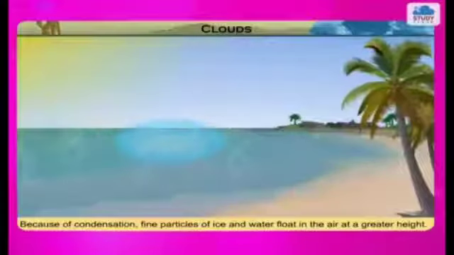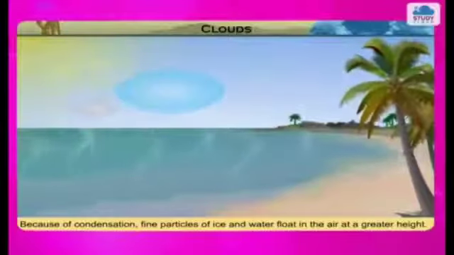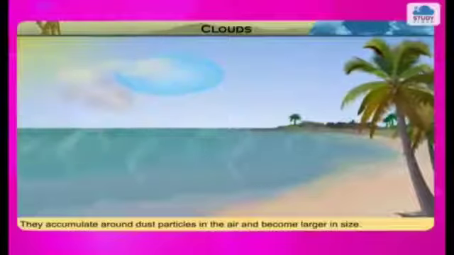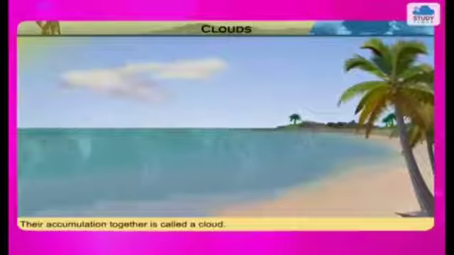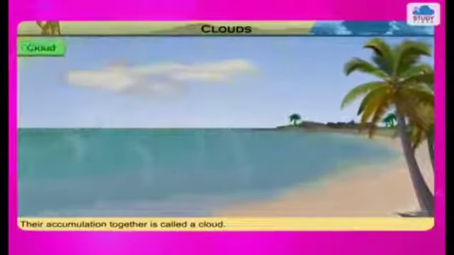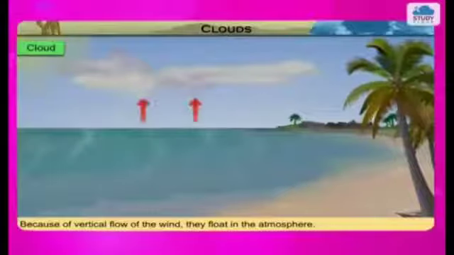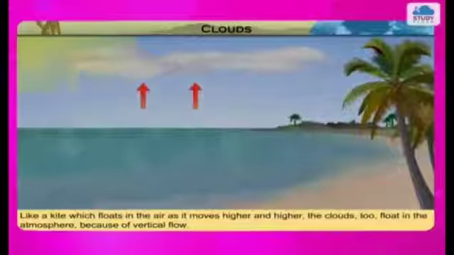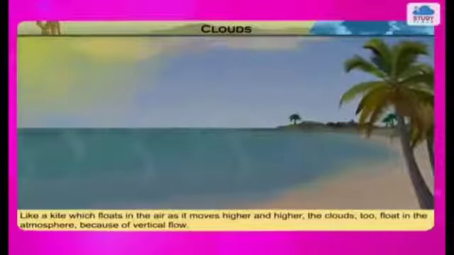Because of condensation, fine particles of ice and water float in the air at a greater height. They accumulate around dust particles in the air and become larger in size. Their accumulation together is called a cloud. Because of vertical flow of the wind, they float in the atmosphere. Like a kite which floats in the air as it moves higher and higher, the clouds too float in the atmosphere because of vertical flow.